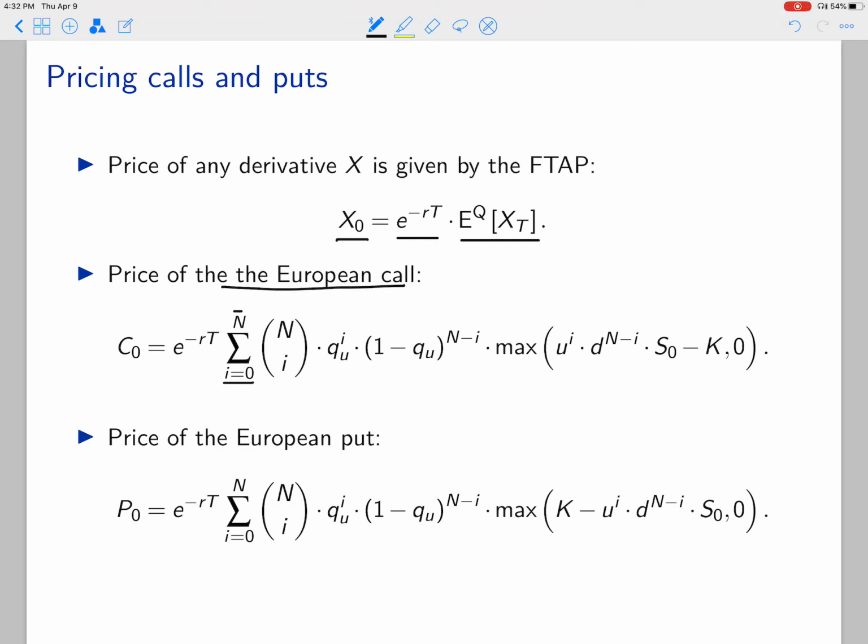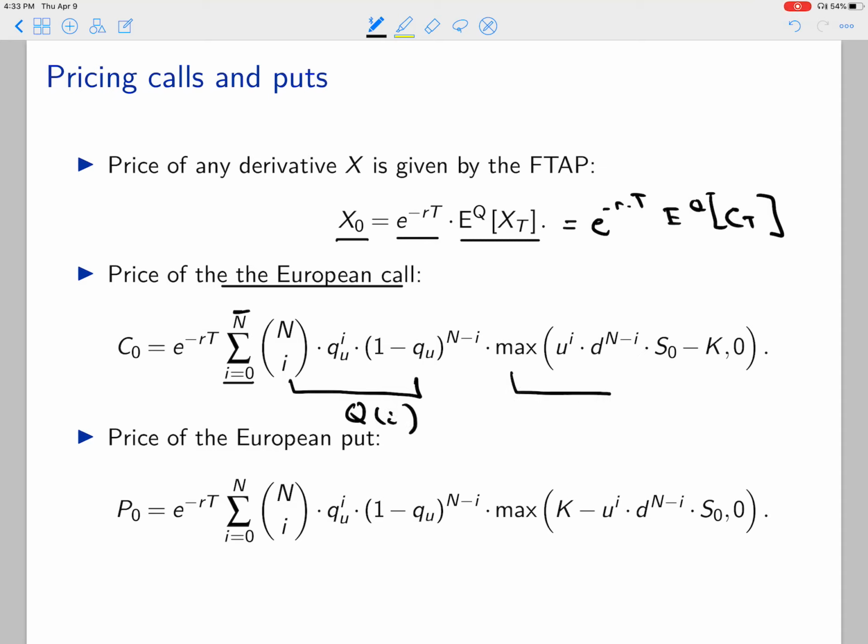If you want to price a European call, it's just equal to the FTAP equation, e to the negative rT, EQ of CT. To calculate EQ of CT, you just take the weighted average payoff. You apply the probability of moving up I times the payoff if it does move up I times across all the possible I's, of which there are n plus 1. So this just becomes a summation from I equals 0 to n of the risk-neutral probability of I up movements, Qi, times the call payoff in that state, Ct of I.